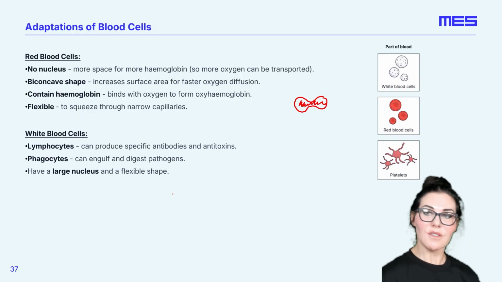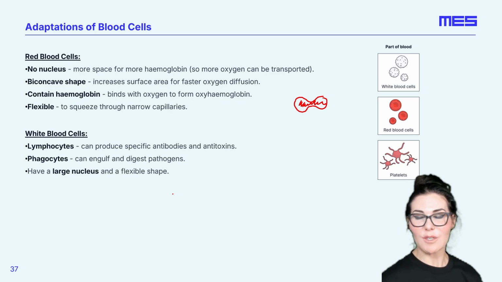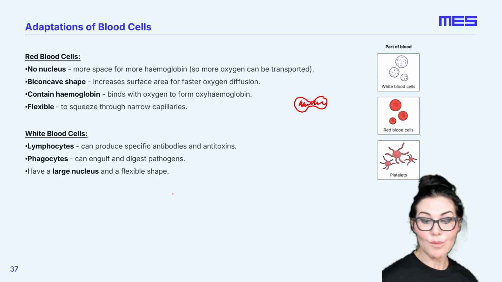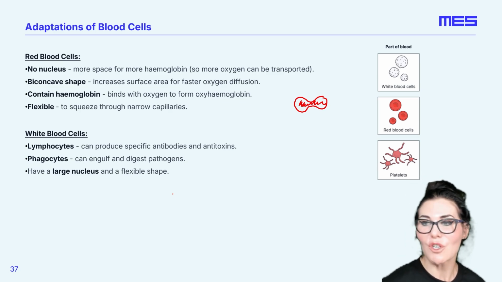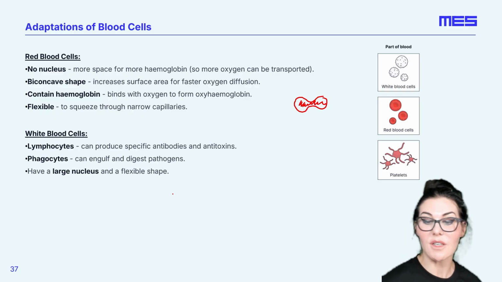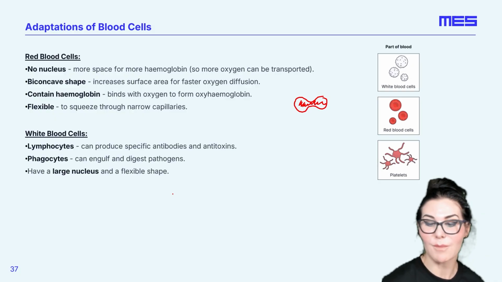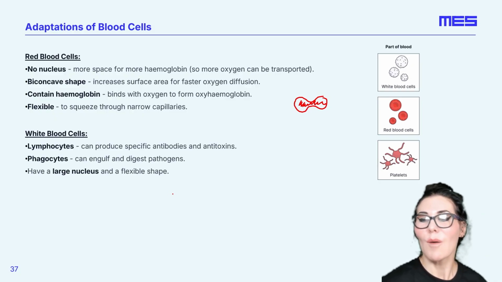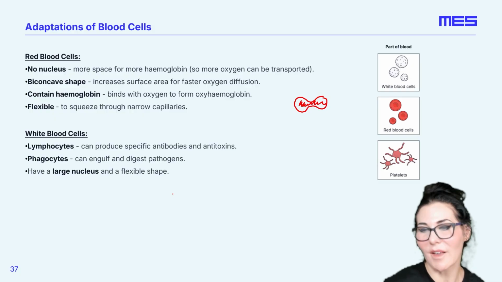White blood cells, it's the lymphocytes which produce our antibodies. They also produce antitoxins, which neutralize toxins that come from bacteria and other pathogens. The phagocytes can engulf and digest pathogens in a process called phagocytosis, which you learn about as well in the spec. And they have a large nucleus, but the nucleus is very flexible.